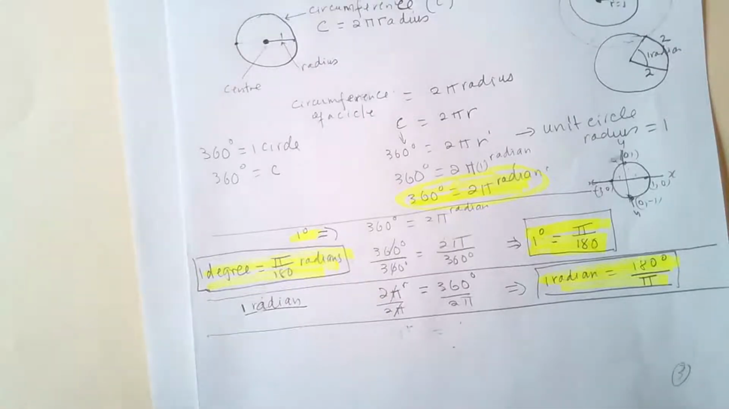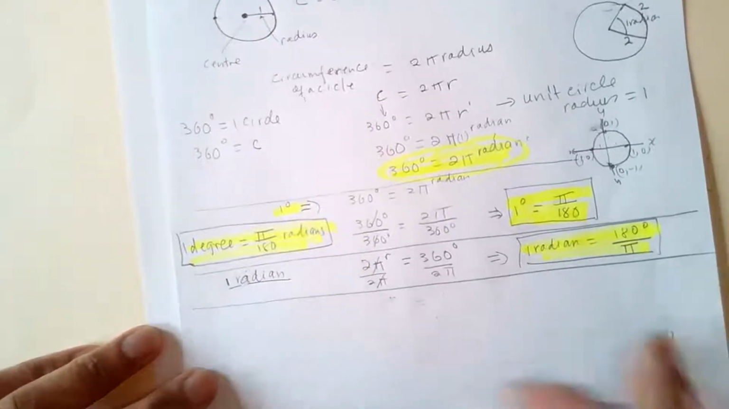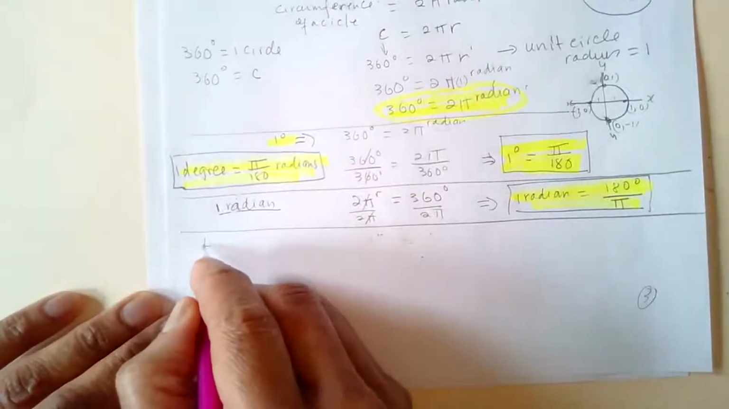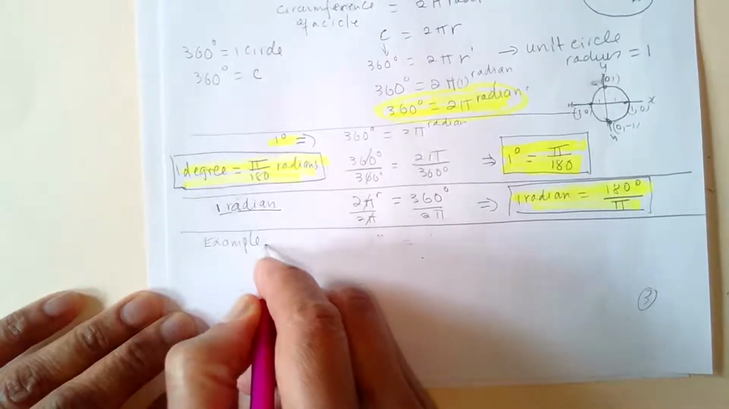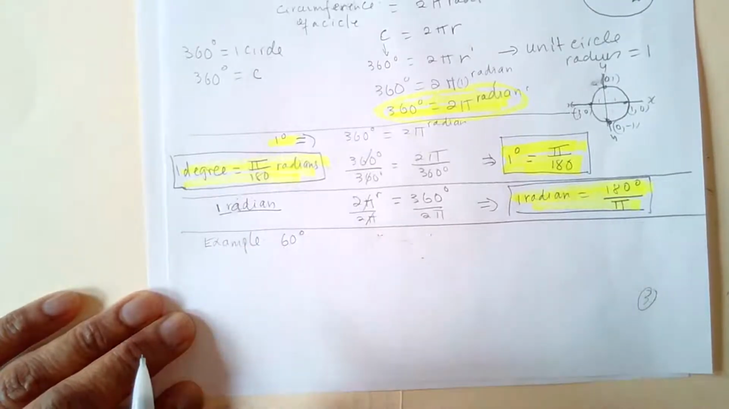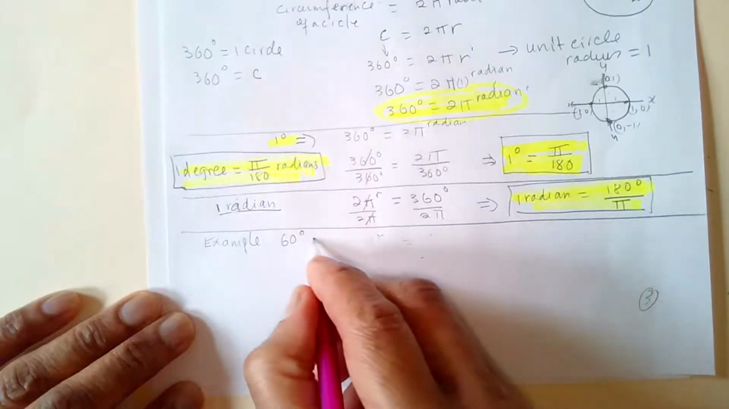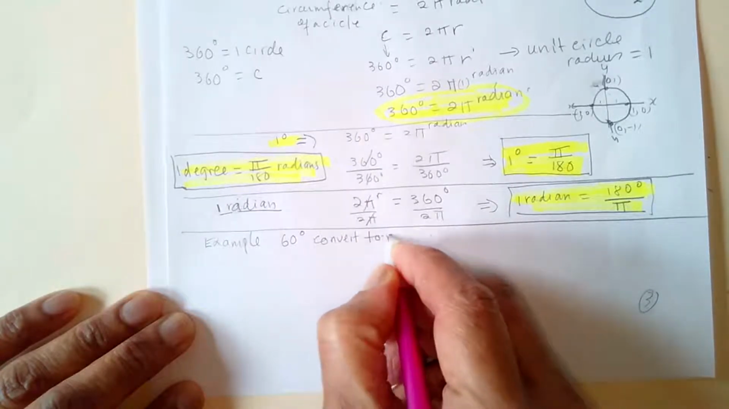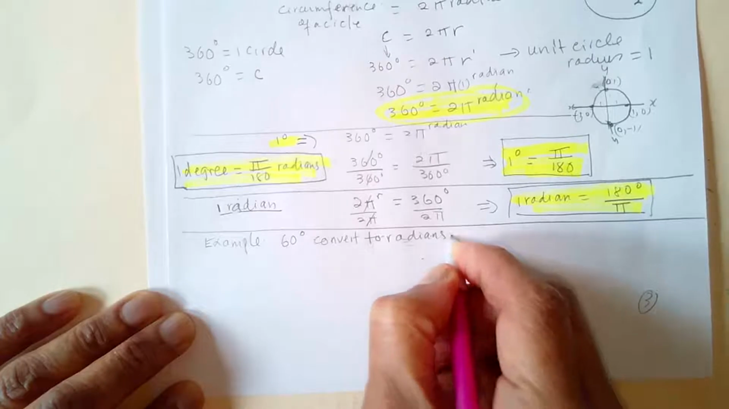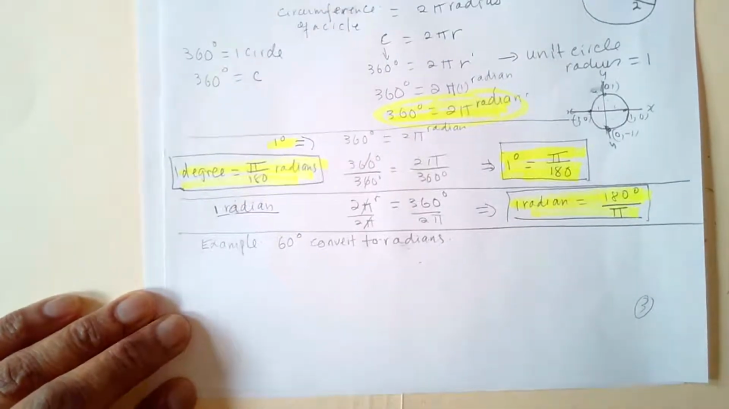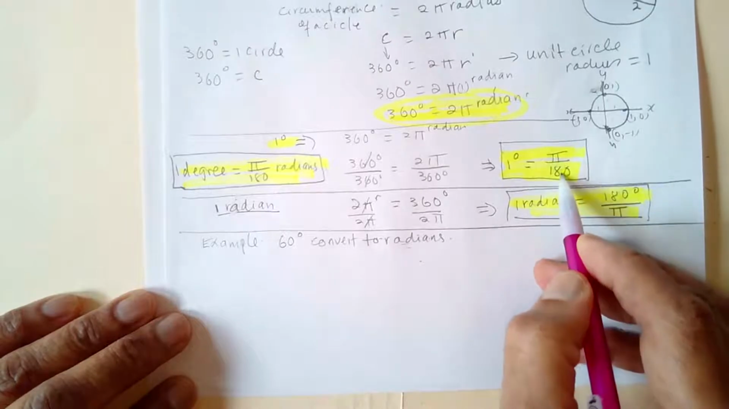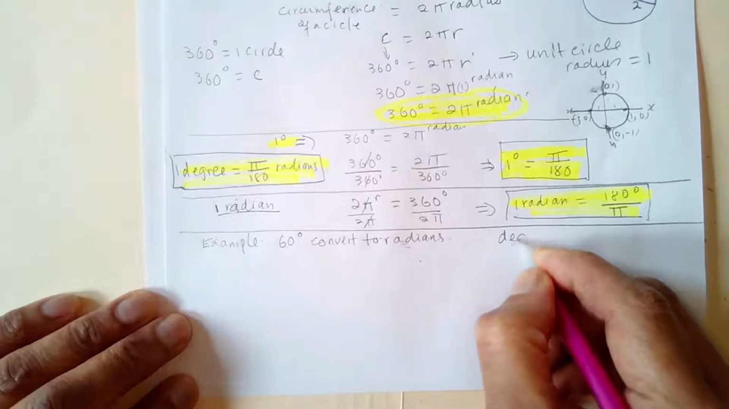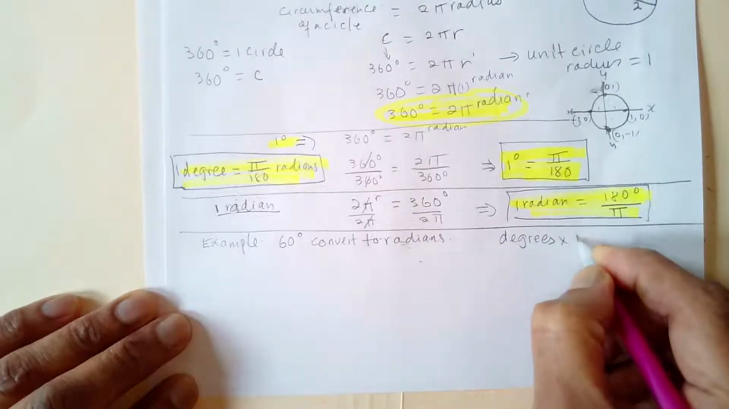Let's look at an example. We want to convert 60 degrees. You have 60 degrees, and I want to convert this to radian. Now, we know that 1 degree is pi over 180. So I will take your degrees and multiply by pi over 180.